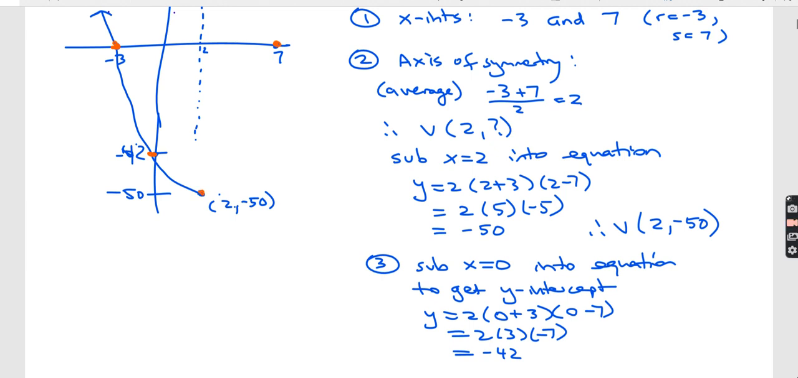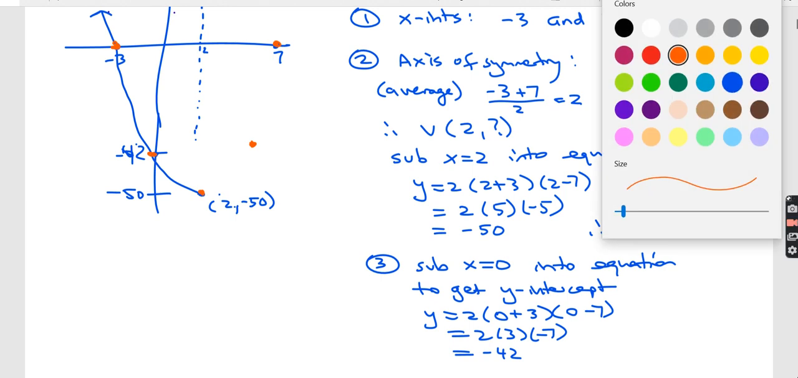Can I get a 5th point? Where do you think the 5th point could be? Okay, so hopefully you see from the symmetry, the 5th point is easy to get. If I use that symmetry, it'll be right here. It'll be the mirror image of the y-intercept on the other side of the parabola.